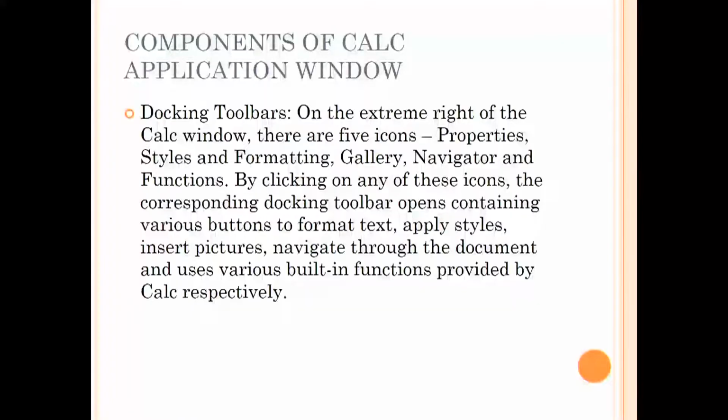The next component is the docking toolbar. On the extreme right of the CALC window, there are 5 icons: Properties, Styles and Formatting, Gallery, Navigator and Functions. By clicking on any of these icons, the corresponding docking toolbar opens, containing various buttons to format text, apply style, insert picture, navigate through the document, and use various built-in functions provided by CALC respectively. So these were the different important components of the CALC application window.